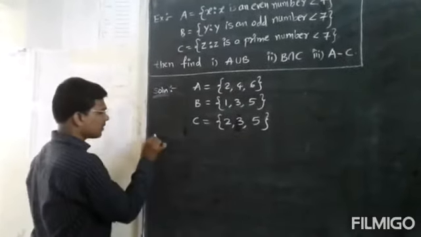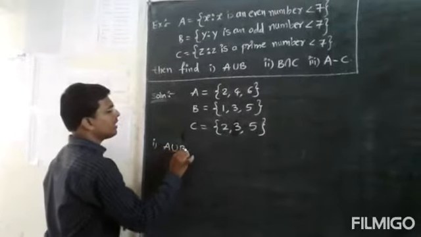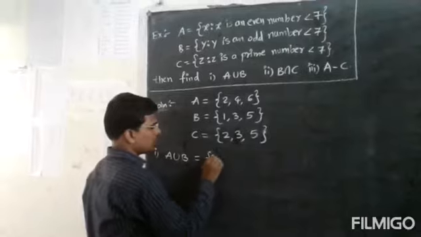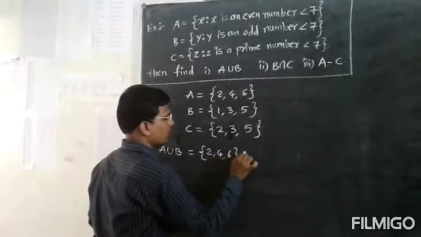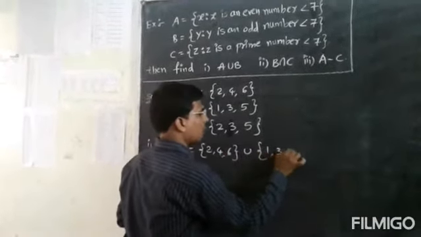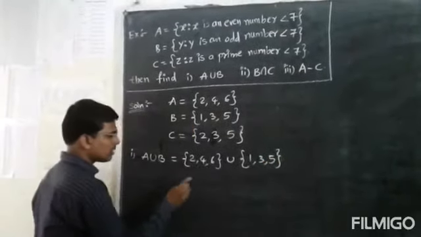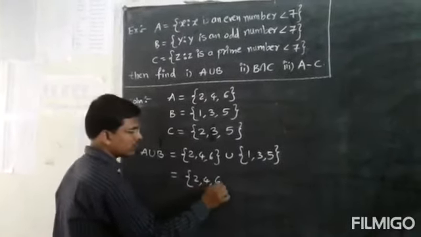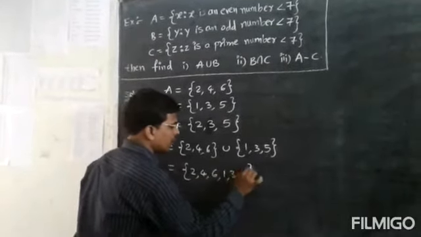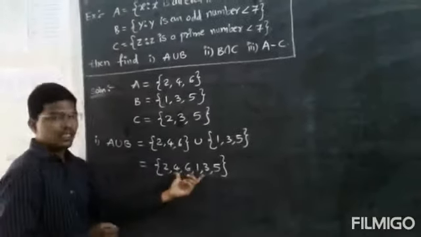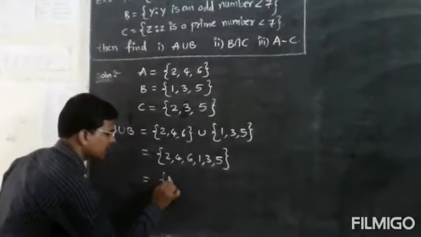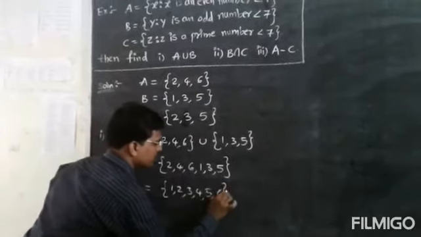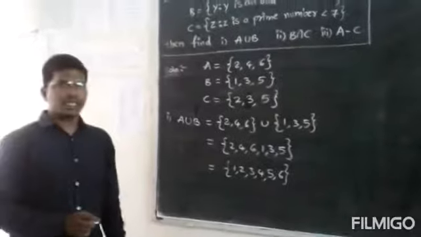Okay, next first one, A union B, as you know very well. So A union B is equal to {2, 4, 6} union {1, 3, 5}. So then what will you do? Just write the 2 sets as they are in 1 set: 2, 4, 6 and 1, 3, 5. This is in zigzag order, so write in ascending or descending order: 1, 2, 3, 4, 5, 6. So this is the representation of sets.